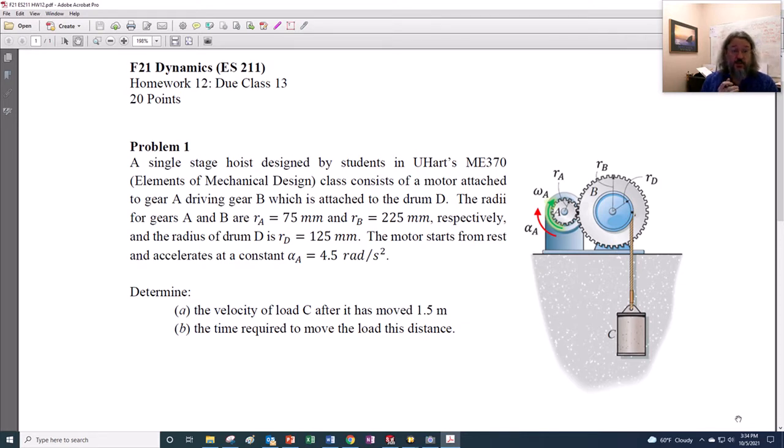Okay, so the single stage hoist has been designed, and it has this motor connected to gear A that drives gear B, and gear B is attached to this drum D right here. The radius of gears A and B are 75 millimeters and 225 millimeters, and the drum is 125 millimeters. The motor starts from rest and accelerates at a constant 4.5 radians per second squared. We're going to try to find the velocity of the load C after it has moved 1.5 meters, and we want to find the time required to move the load.